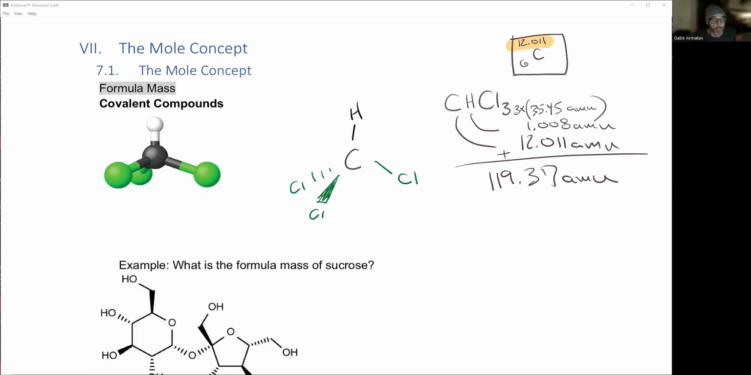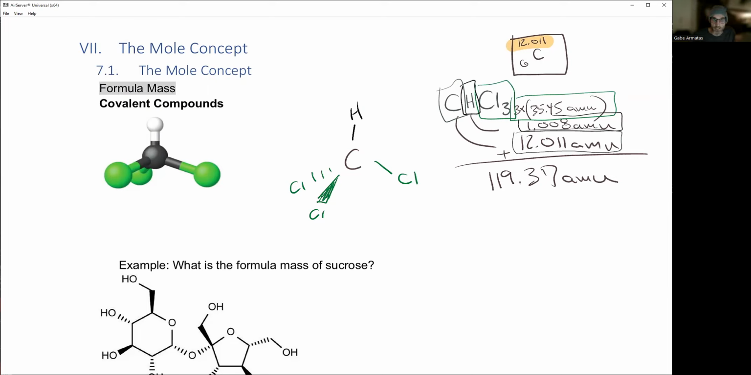So on average, that is what one of these molecules is going to weigh, 119.37 atomic mass units. I've simply combined together the chlorines. Here's my chlorine, those are the 3 chlorines. I have added into this the 1 hydrogen. And then finally, I have added in the 1 carbon to give me a total mass of 119.37 AMU, atomic mass units.